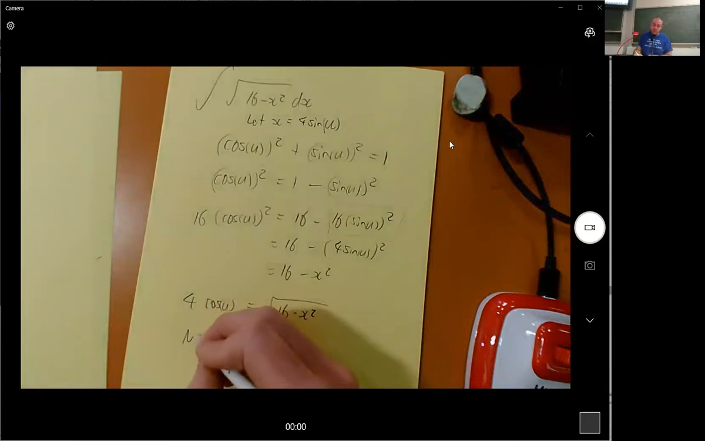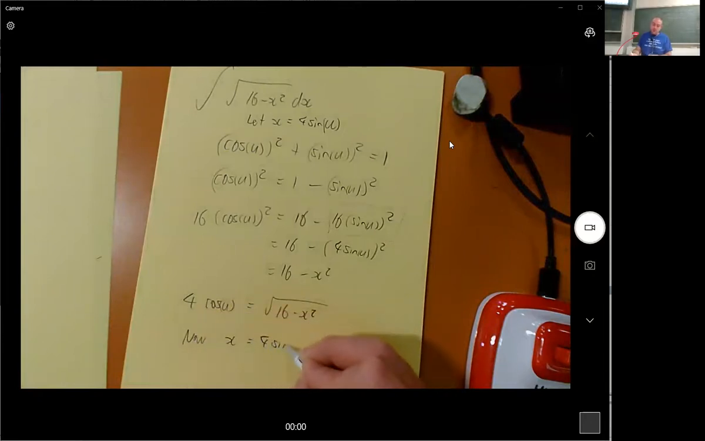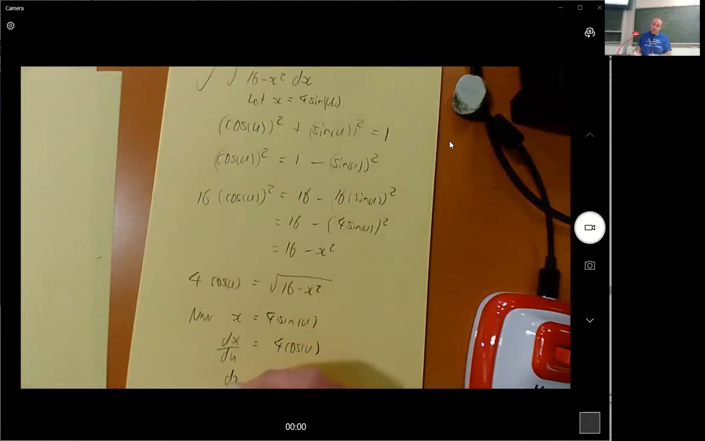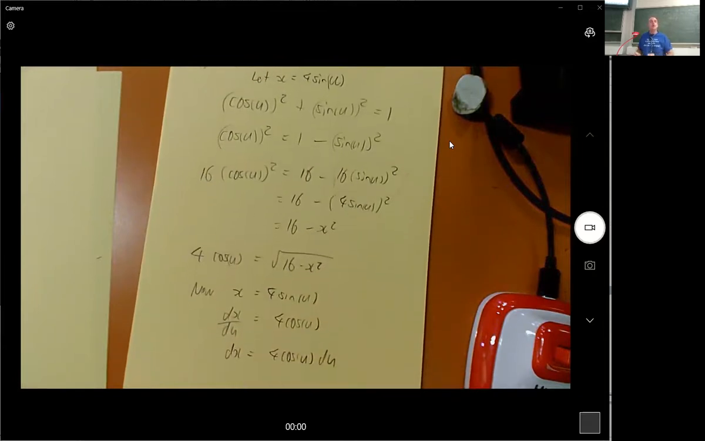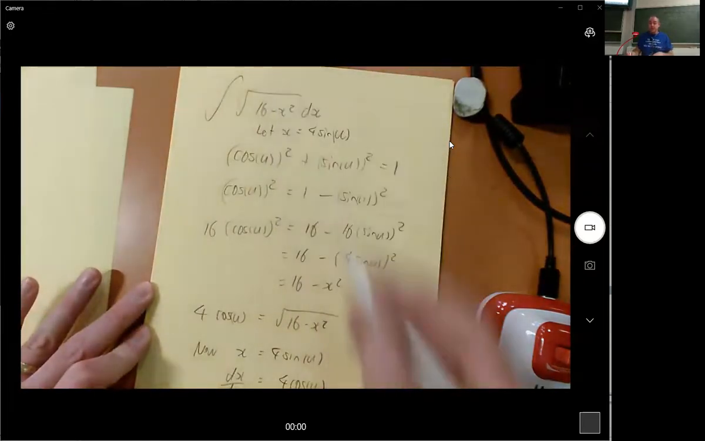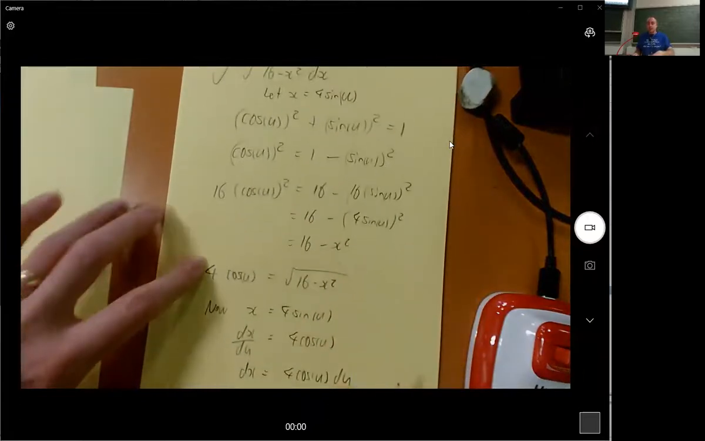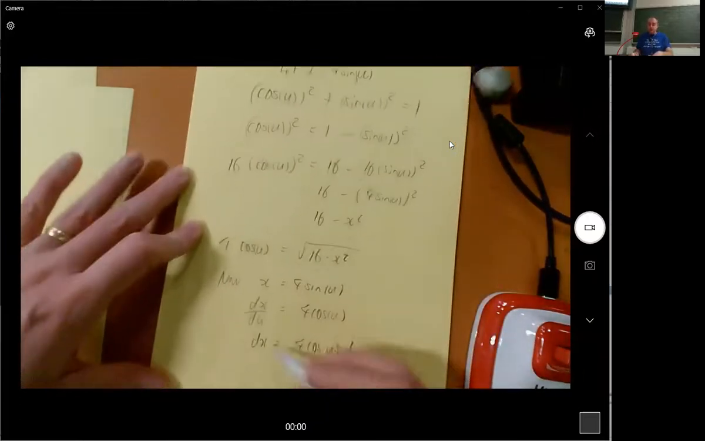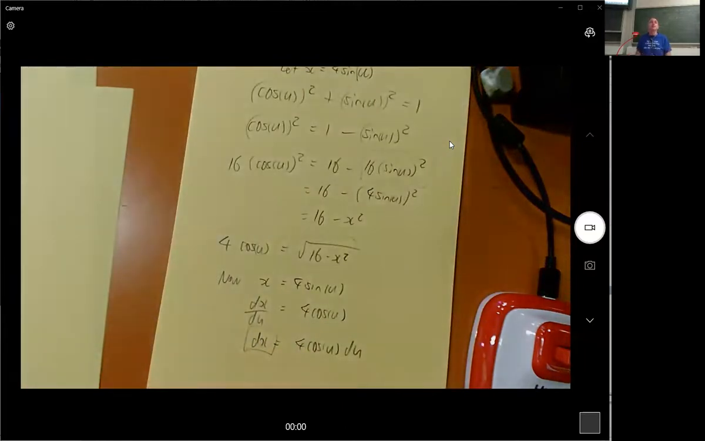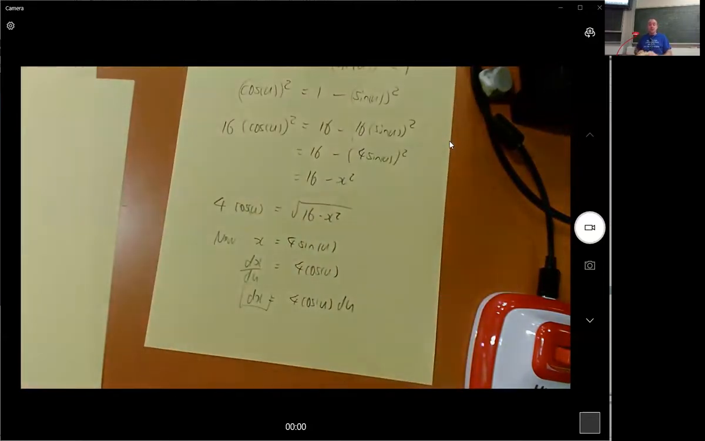So dx is 4 cos u du. Now when I look at my original integral, this bit I have found, it's here, and that's 4 cos u. And this bit I have found, it's here, and it's 4 cos u du. And so that means I can replace every piece of my integral now with something involving u.